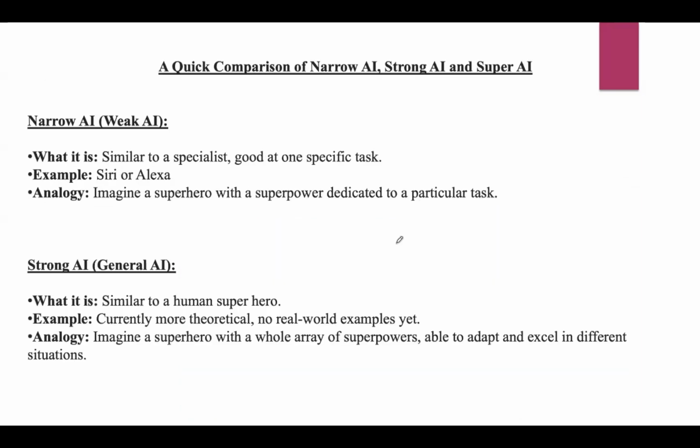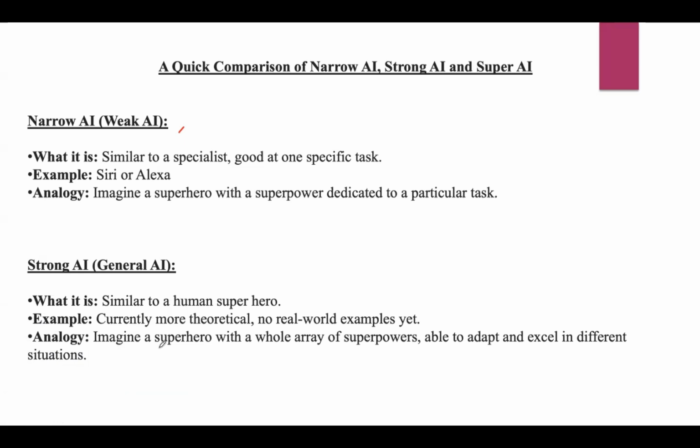Let us see a quick comparison of narrow AI, strong AI, and super AI. What is narrow AI or weak AI? This is similar to a specialist who is good at one specific task. Say if you take a cardiologist, he is good at heart surgeries, right? In the same way, narrow AI is good only at one specific task. Best examples are Siri or Alexa. And as an analogy, imagine a superhero with a superpower dedicated to one particular task. For example, a hero who excels only in solving puzzles.